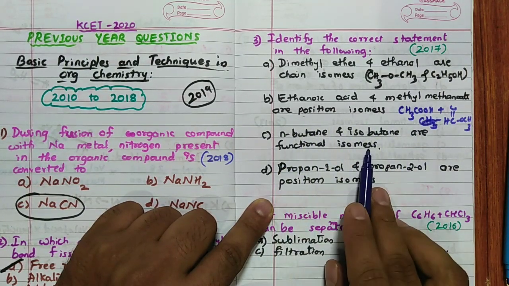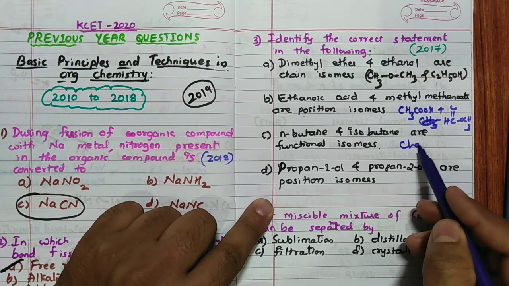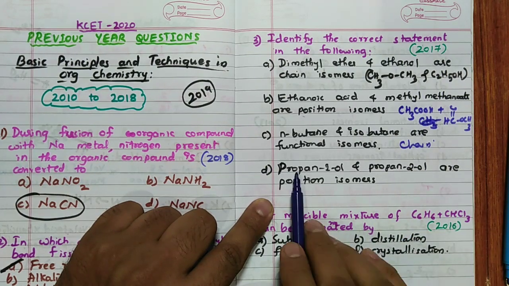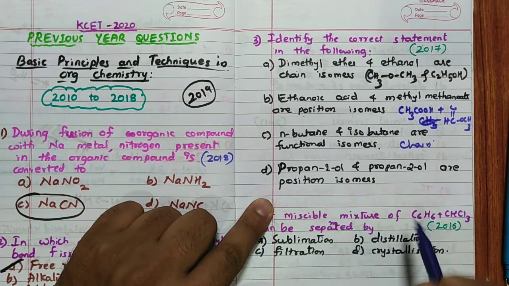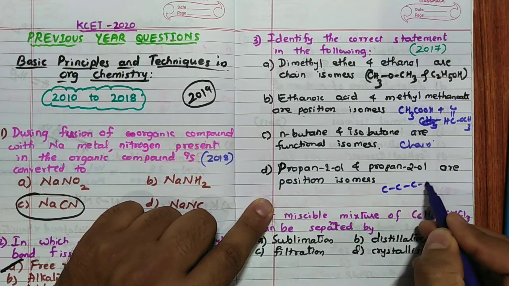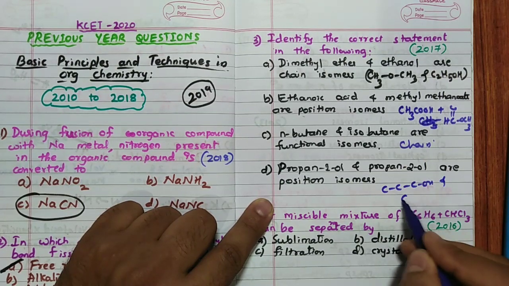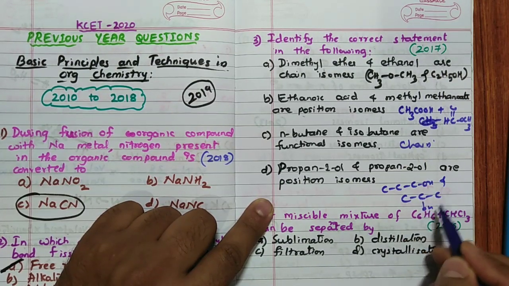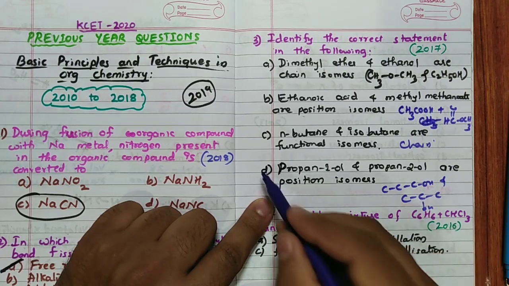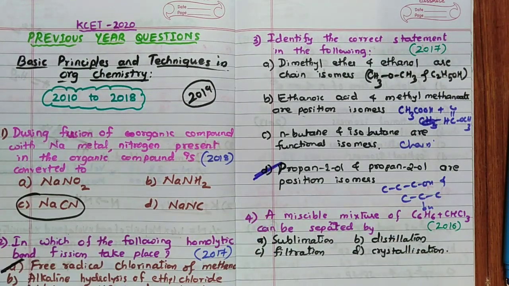N-butane and isobutane are not functional isomers. Remember, these are chain isomers. But propan-1-ol and propan-2-ol being positional isomers is correct, because propan-1-ol has OH on the first carbon and propan-2-ol has OH on the second carbon. So they are positional isomers. The answer for this question is D.